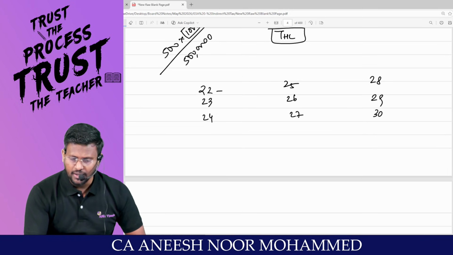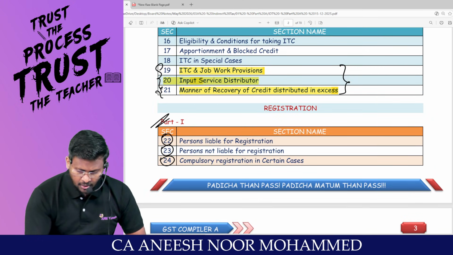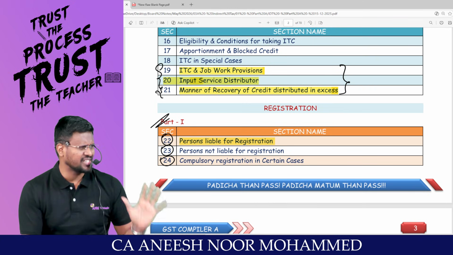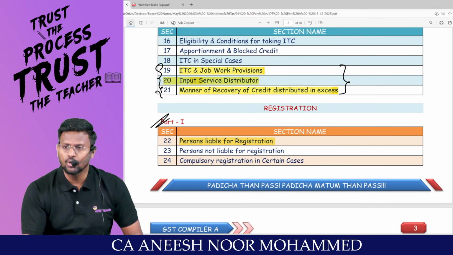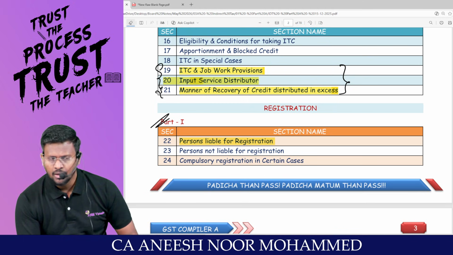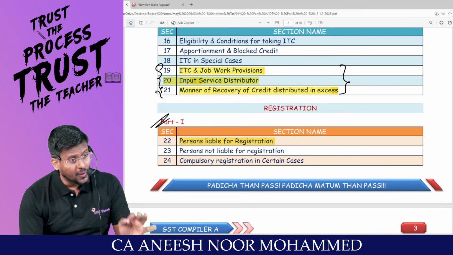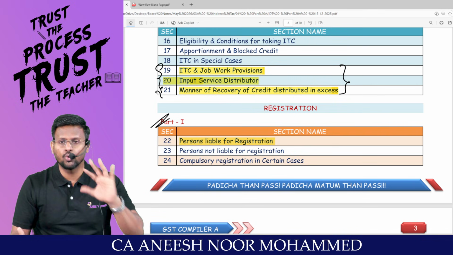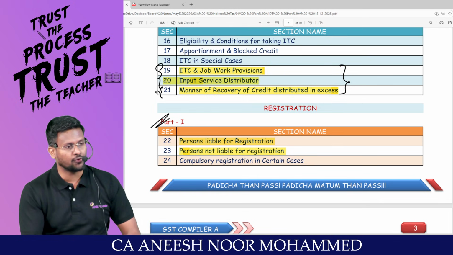What is section 22 saying? Person liable for registration. That means who all are liable to take registration under the GST Act. Sir, if your turnover exceeds the threshold limit, you are liable to take the registration. Are you really with me? Sir, even though your turnover exceeds the threshold limit, there are certain people who are not liable to take the registration. That's section 23, person not liable for registration.